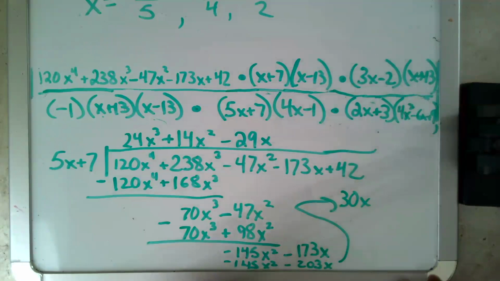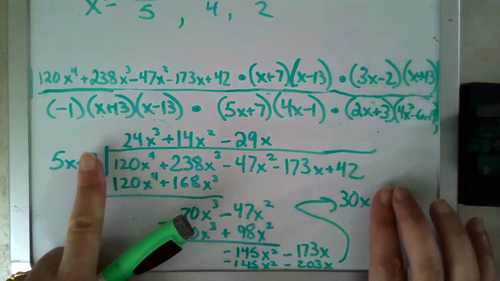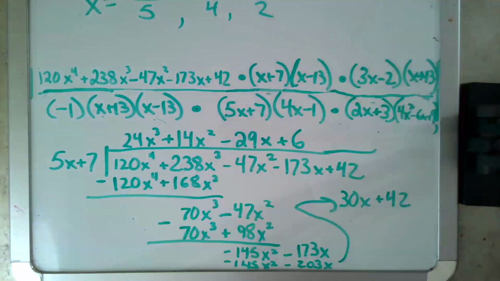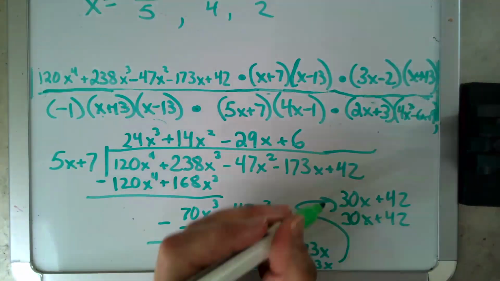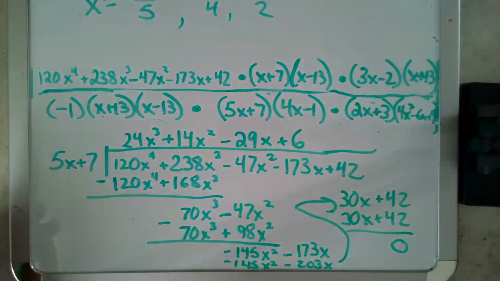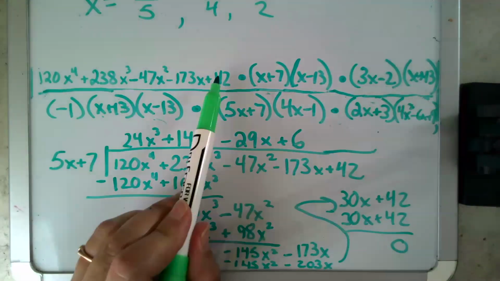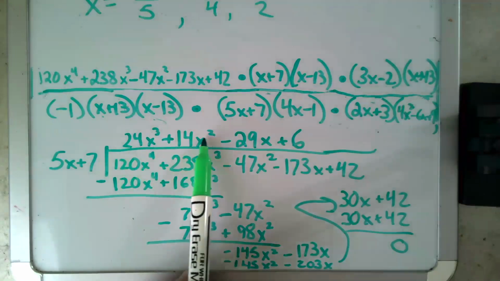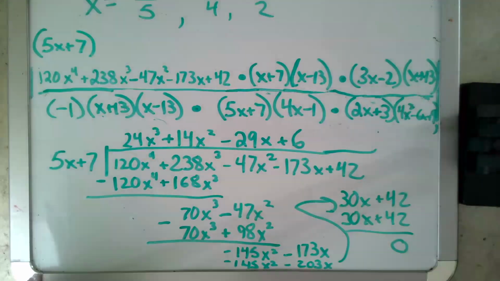Bring down our final term. And here's the glory. 5x divided into 30x is 6. Multiply through is that. Subtract is glory. So 5x plus 7 is a factor of this beast, leaving us with this much as a remainder to keep doing our division with. That is polynomial long division. And I'm going to just keep track of the factors we found up here.